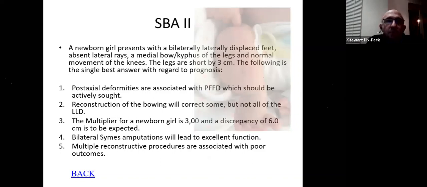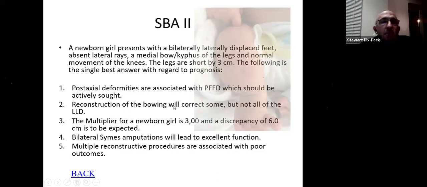SPA 2, newborn girl, bilaterally laterally displaced feet, bilateral, hey? Absent lateral ray. I'm giving you all of the indications, medial bowing, that this is a fibula hemimelia. Legs are short by 3 centimeters, so not too bad, but it's a newborn, hey? The following SPA. Post-axial deformities are associated with PFFD.